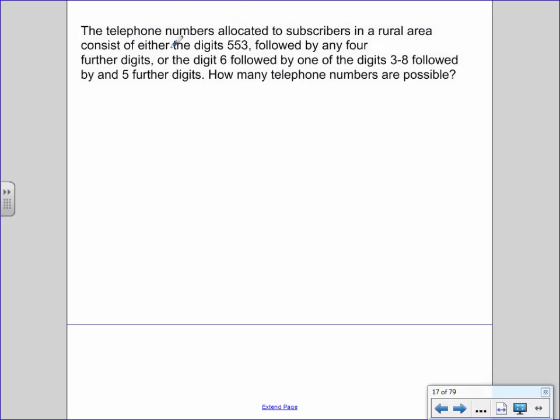Telephone numbers in an area consist of either the digits 553 followed by any 4 digits, or the digit 6 followed by either 3 up to 8, and then the remaining digits can be anything. My question is, how many telephone numbers are available? Well, "a lot" isn't going to cut it, though. So, let me see if I can help explain this one to you.